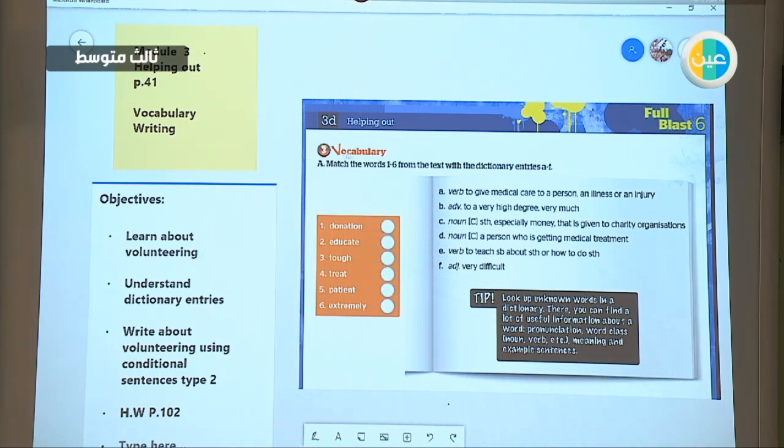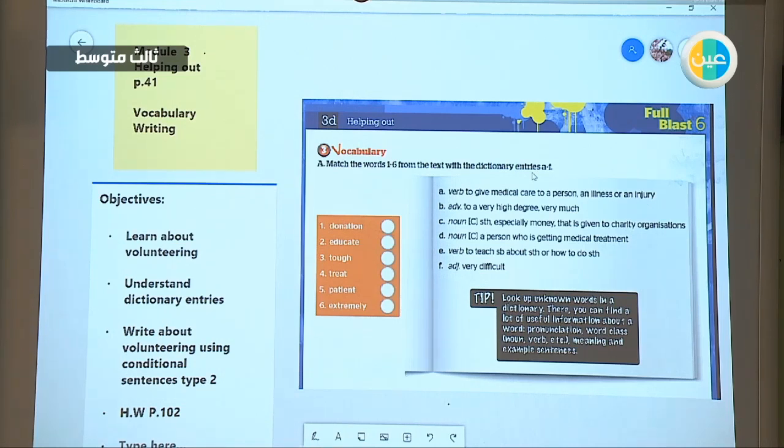Now, let's move to number 3, the vocabulary. We have 6 sentences here. We're going to match them with their dictionary entries from A to F. First of all, what is the meaning of dictionary entry? Let's say that you want to find the meaning of a word in a dictionary. You're going to open a dictionary and you will find the word with a dictionary entry.